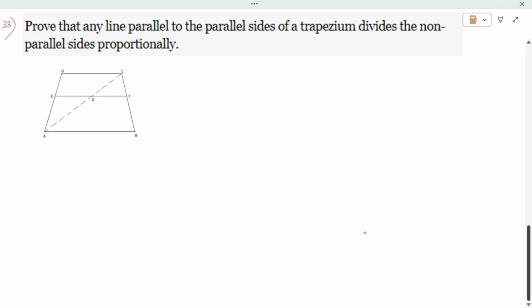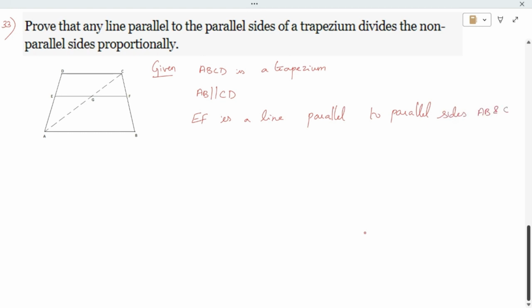So, question number 33, prove that any line parallel to parallel sides of a trapezium divides the non parallel sides proportionally. So, first write the given, that is ABCD is a trapezium. Okay, and I have drawn the figure. We need to draw the figure. Now, I know AB is parallel to CD and AD and BC are non-parallel sides. Okay. So what they are asking me to prove, any line parallel to the parallel sides of a trapezium. So I am taking EF, okay, is a line parallel to parallel sides AB and CD.